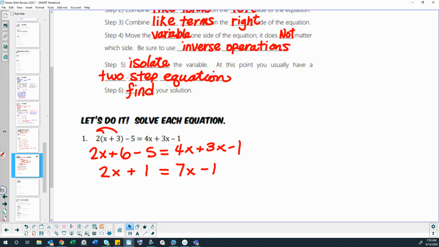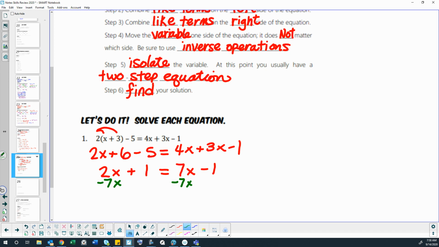So for example, if we decide to move our variable to the left, we're going to subtract 7x from both sides. And subtracting 7x will give us a negative over here. If you're okay with that, then that's just fine. If you'd like to try and keep things positive, then you might want to subtract 2x from both sides instead. Then even though it's on the right side, it'll be a positive 5x. I'm going to go ahead and keep things on the left. So I'm going to subtract 7x from both sides.